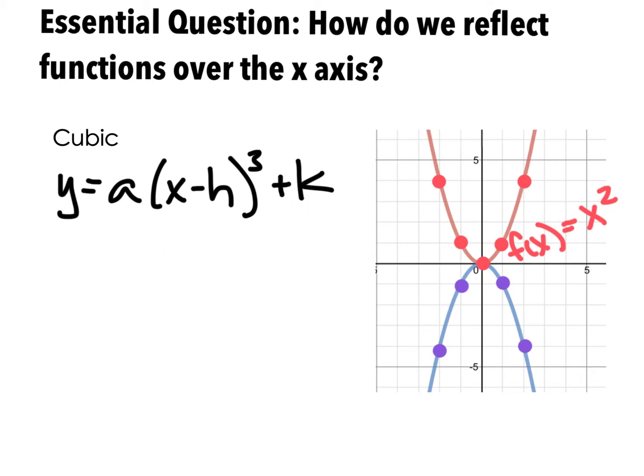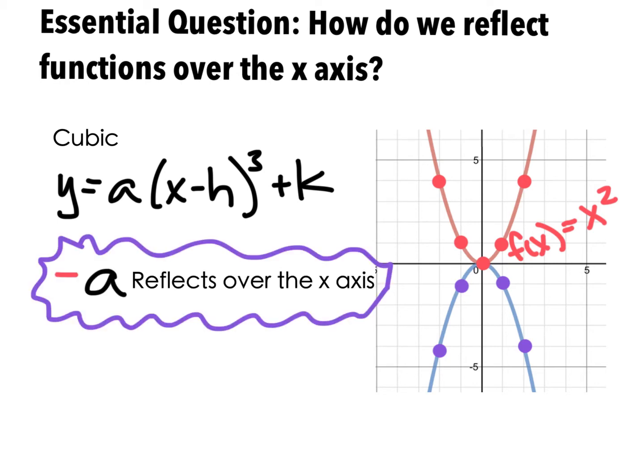To reflect functions over the x-axis, a needs to be negative. All right, so a negative a reflects over the x-axis. So look over here. This is the parent function f of x equals x squared. So this function down here, this is f of x equals negative x squared.